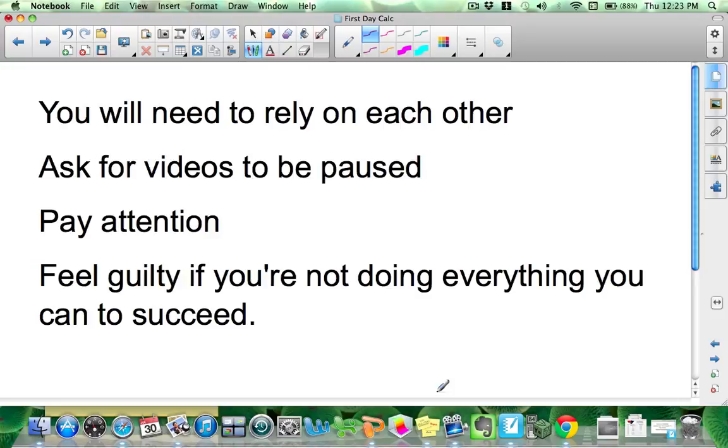You will need to rely on each other in this class. You will need to ask each other questions. You will need to seek help, okay? It's hard when you don't have your calculus teacher there with you. I get that, okay? So that means you need to be willing to ask for help.